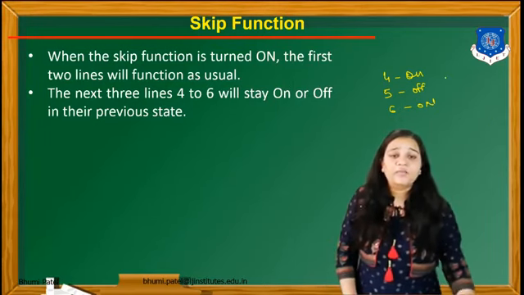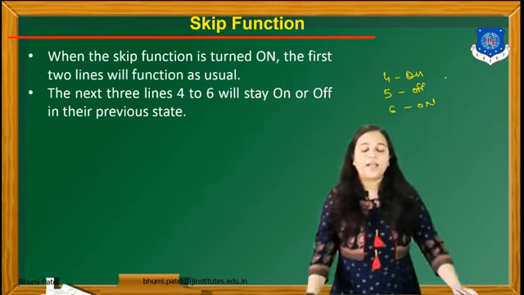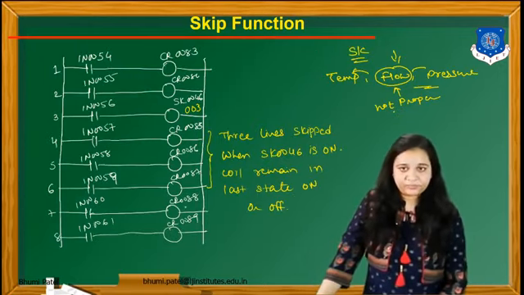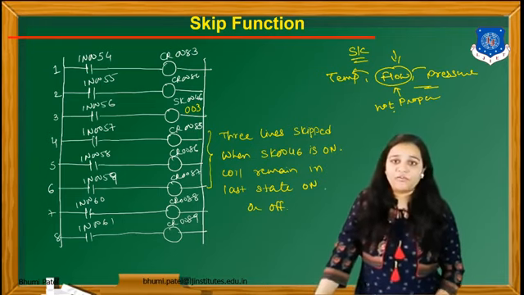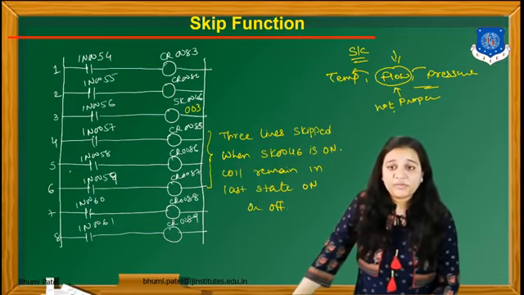So then we have to change the state of the three lines 4, 5 and 6. Suppose we have to skip line number 7 for this particular program. So what is the command for that? We have to write the skip command in the previous rung, and the previous rung is rung number 6.